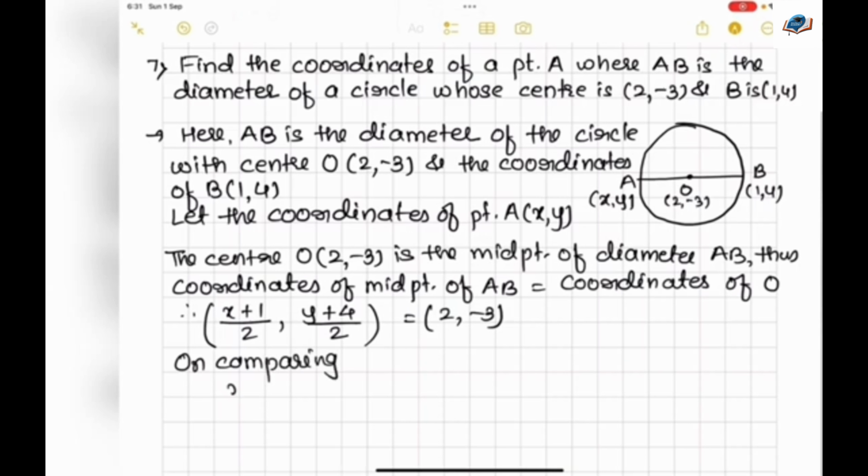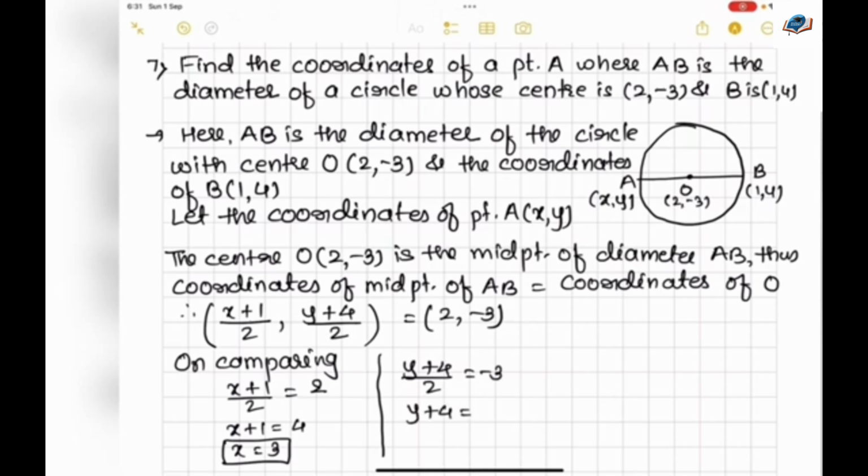I will have (x plus 1)/2 equal to 2. So, x plus 1 equal to 4. So, x equal to 3. And similarly, (y plus 4)/2 equal to minus 3. So, y plus 4 equal to minus 6. So, y equal to minus 6 minus 4. So, y equal to minus 10. So, at last I have got the point x comma y.